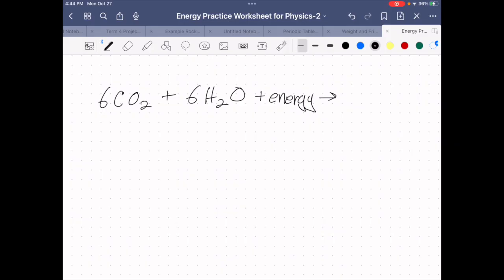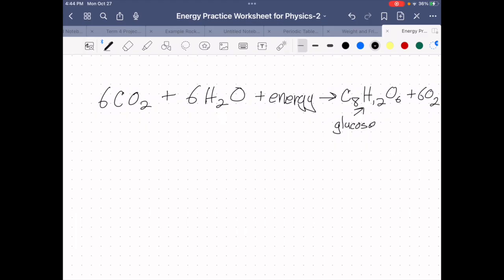And you get out of that this big molecule, which is glucose. That's a sugar, and that's what feeds the plant. Plus there's some more oxygen that comes off. So remember that plants take in carbon dioxide and give off oxygen. In the process, they use energy and they produce glucose, which is energy for the plant. This chemical reaction needs energy in order to happen. We call this endothermic, meaning heat or energy goes in.